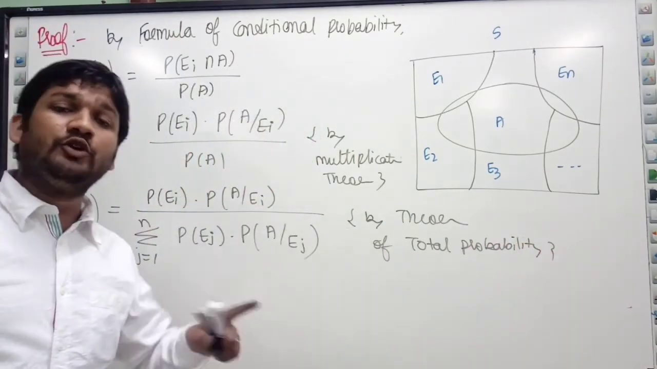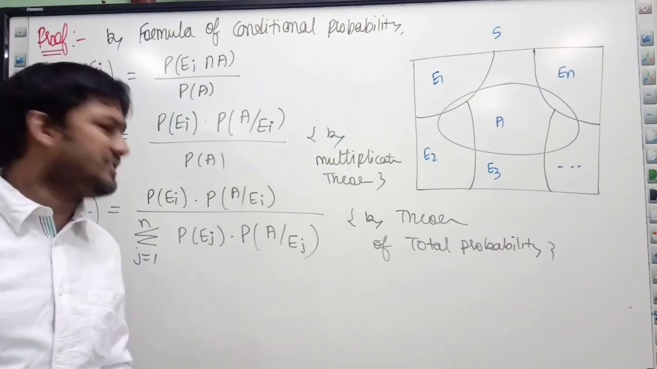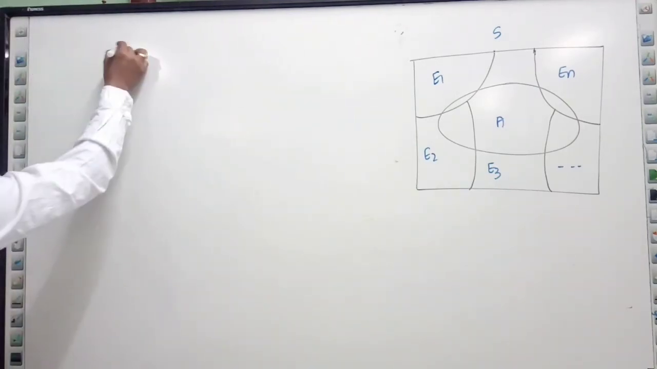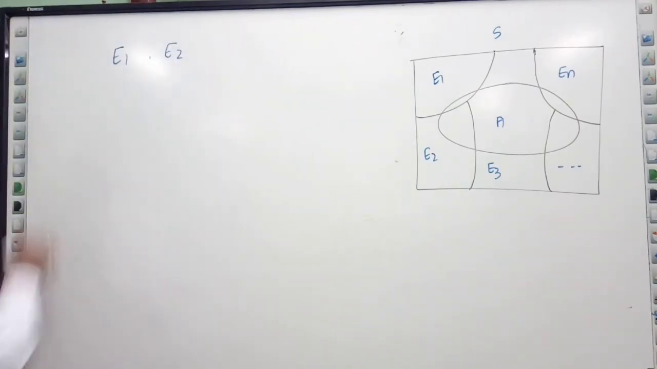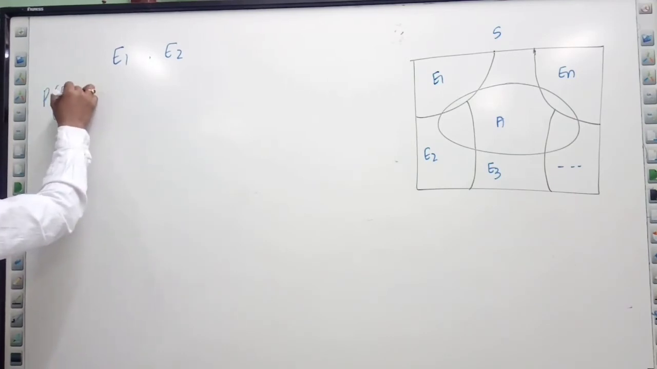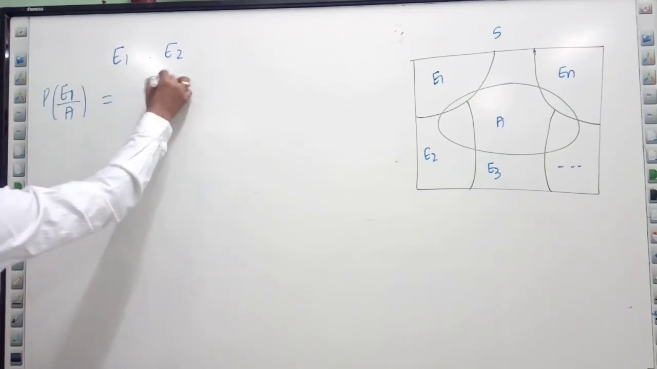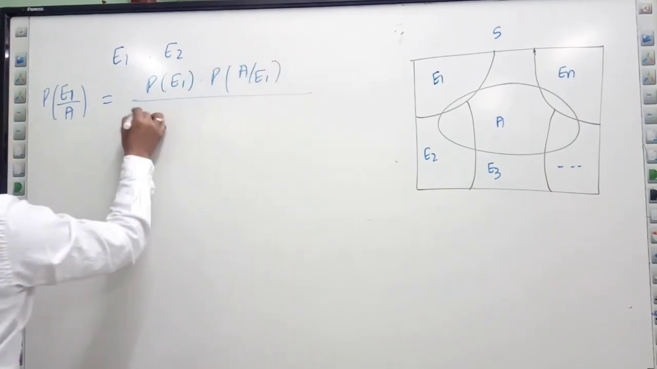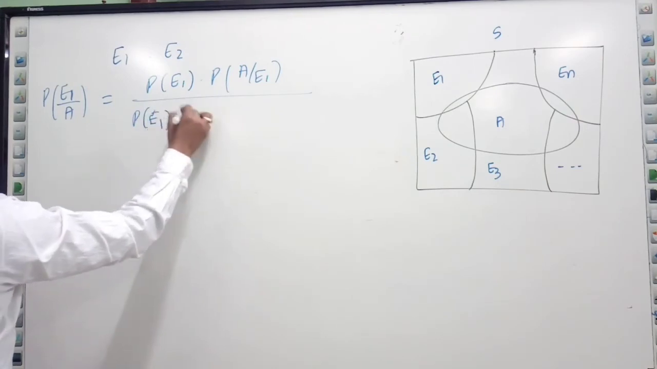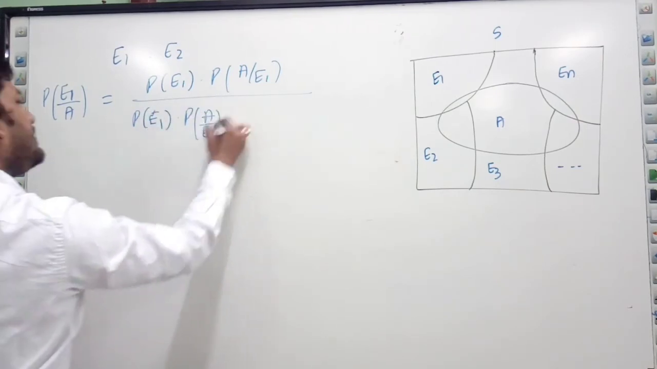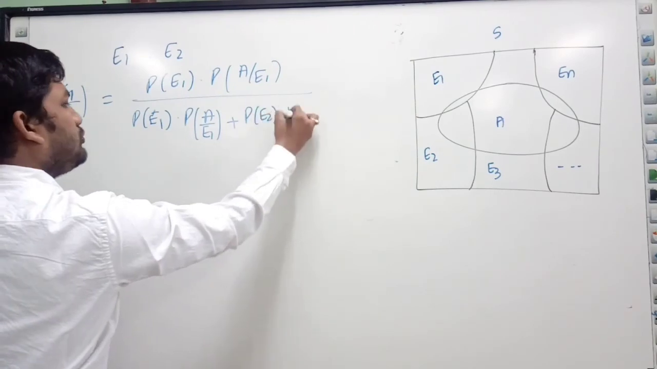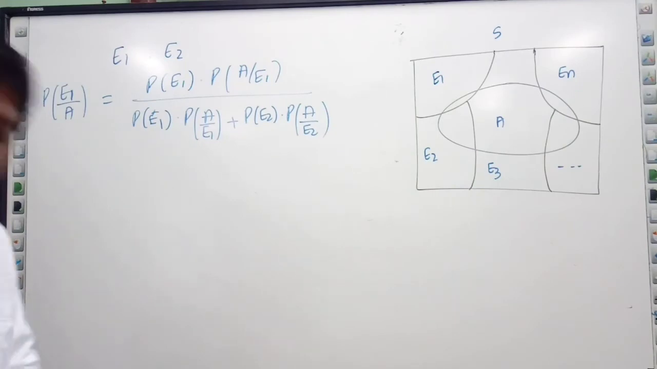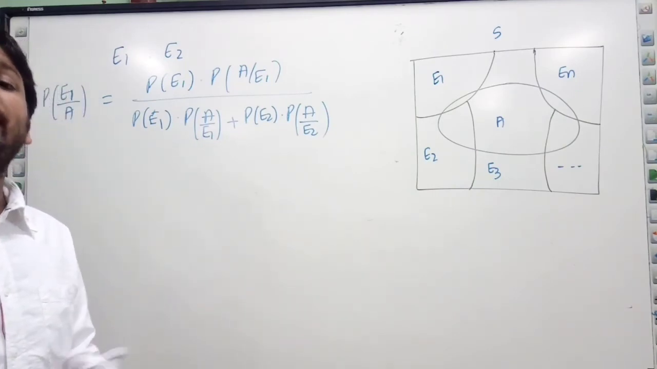How is it the theorem of total probability? I have prepared a previous video. You can watch that video and understand how P(A) is equal to this. Whenever we have a question, suppose we have two events E1 and E2, and you are calculating the probability of E1 upon A. The formula is simply P(E1) into P(A/E1) upon P(E1) into P(A/E1) plus P(E2) into P(A/E2). Why have I written this? Because students find the previous formula somewhat difficult.